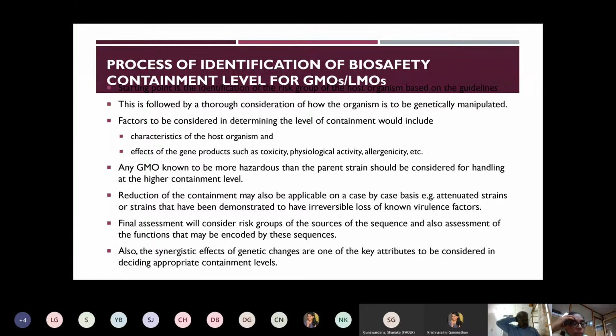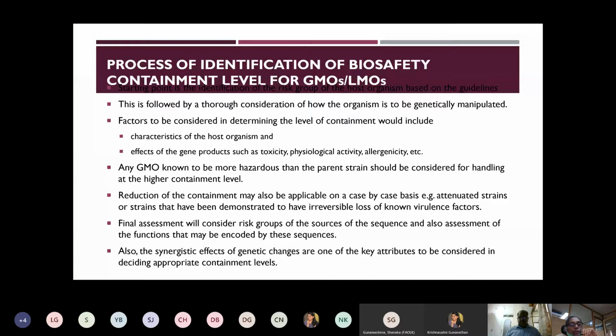Once I know the host organism, then in addition to the host organism, I will also see the effect of gene products such as toxicity, physiological activity, allergenicity, etc. Which means I have inserted a gene into it, and my final GMO, does it contain any of the gene products which I've inserted, maybe additional toxicity, any physiological activity and allergenicity. So this is going to be the factor to determine the level of containment for the GMO.